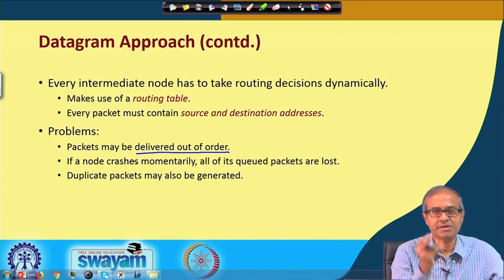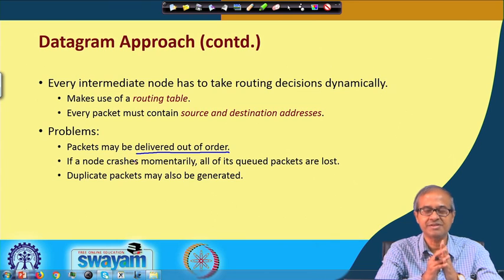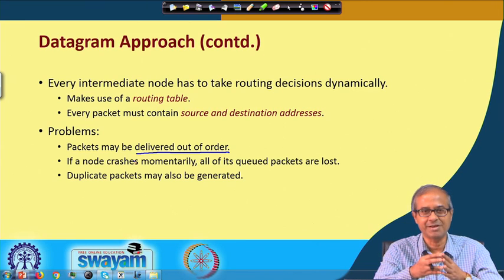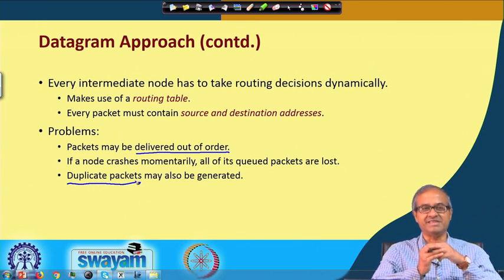Similarly, if some intermediate node temporarily goes down, all packets which are stored in its buffer will get lost. So, some packets might get lost also. This also happens in our postal system. Sometimes a letter never gets delivered. But something which happens here, which is not there in a postal system, is that sometimes duplicate packets may get generated.